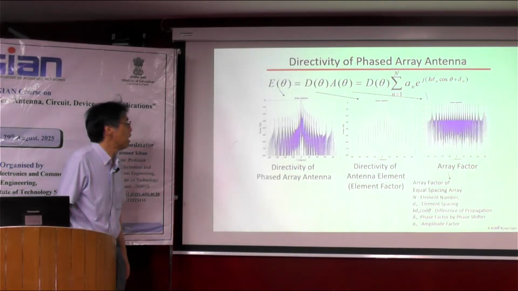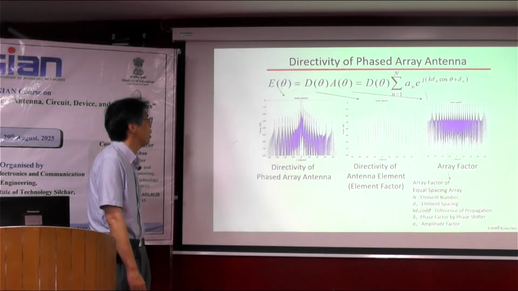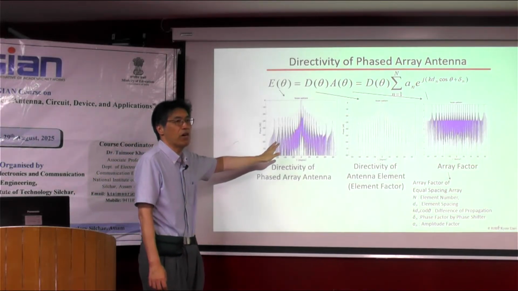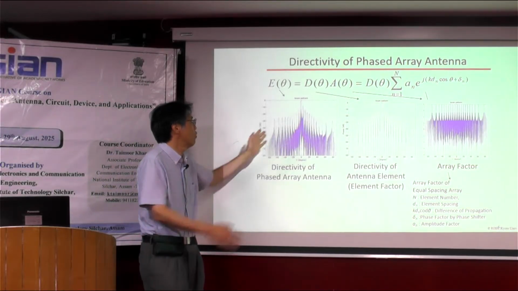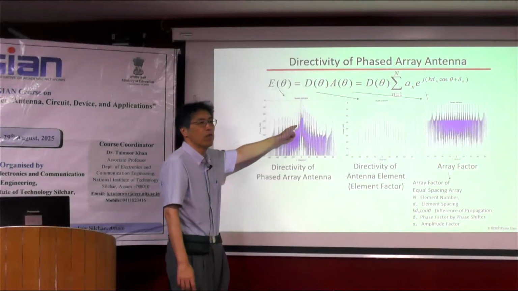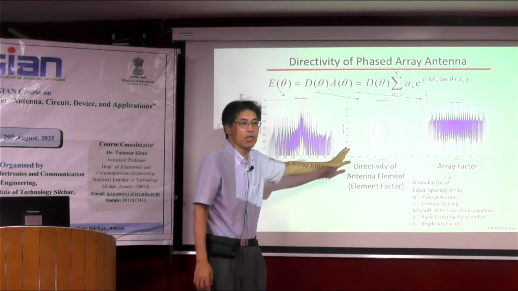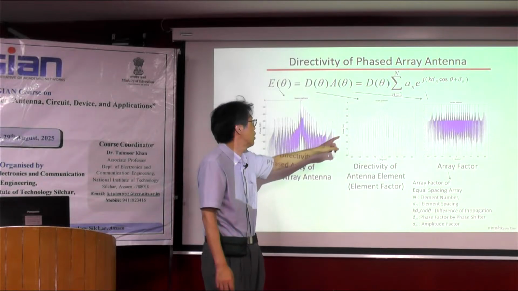This is one calculated example of this equation. This is a beam pattern of the phased array antenna. Now we control the beam just in front. And this is the beam pattern of each antenna element, and here it's easy to understand.